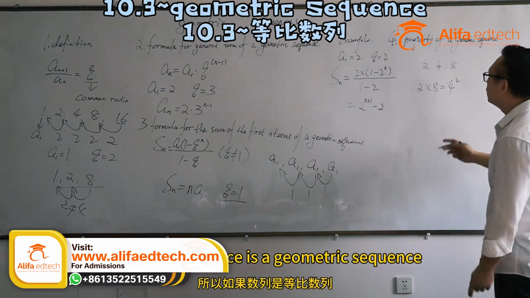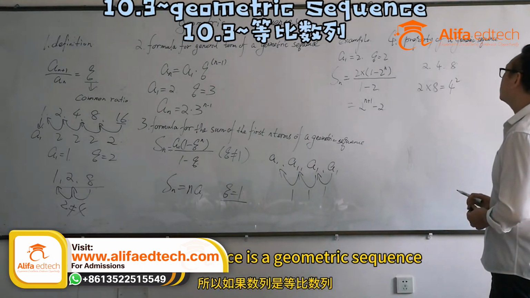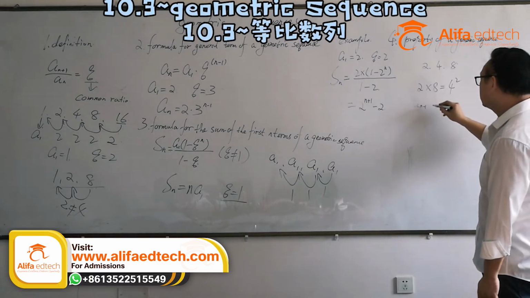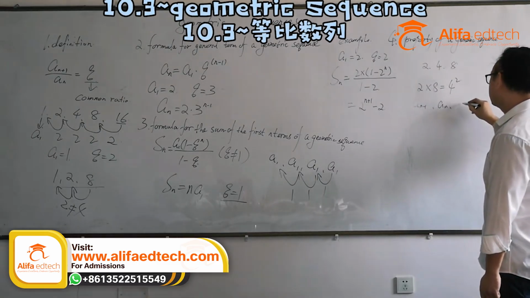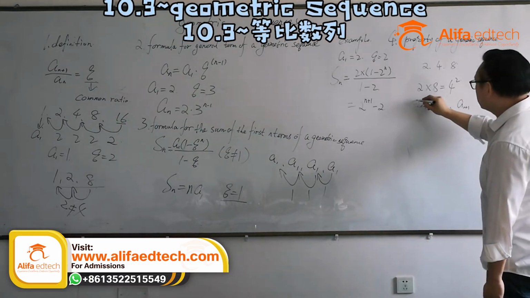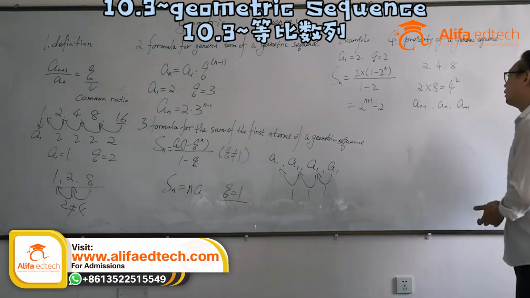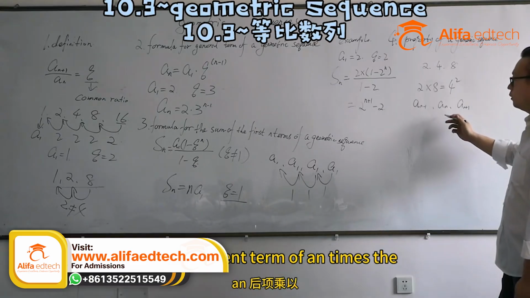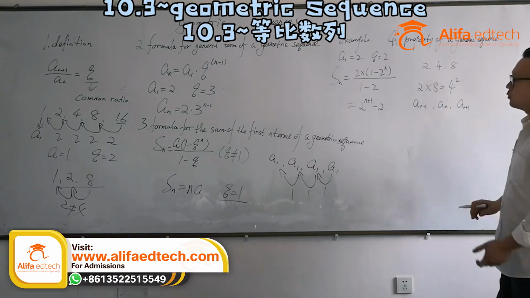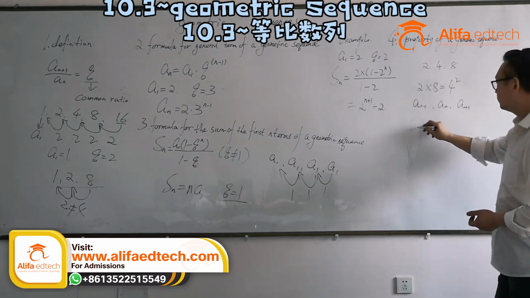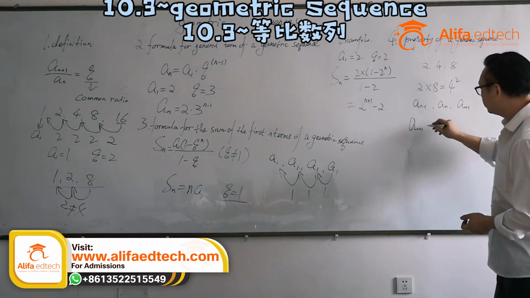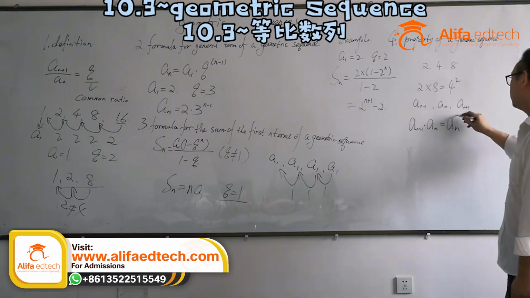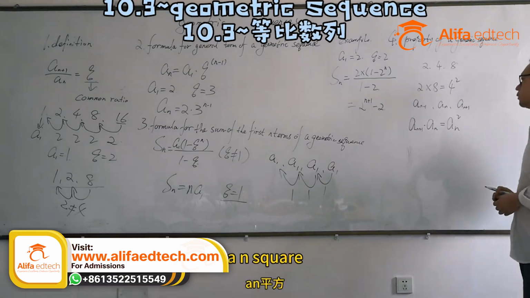So if the sequence is a geometric sequence, the subsequent term of an times the preceding term of an equals an squared.